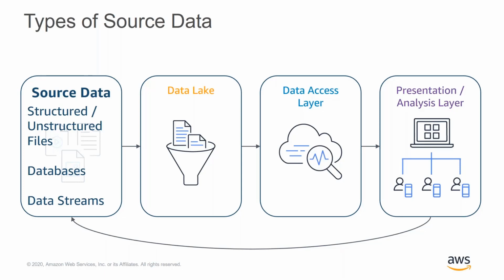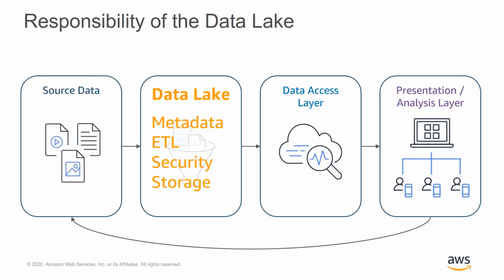So the kinds of source data that we're talking about, I mentioned structured files, unstructured files, databases, data streams, really just about any type of data that you're able to process is your source data to begin with. The data lake is really responsible for 4 core things, and a cheap acronym is MESS: metadata, ETL, security, and storage. Those are the 4 primary responsibilities.